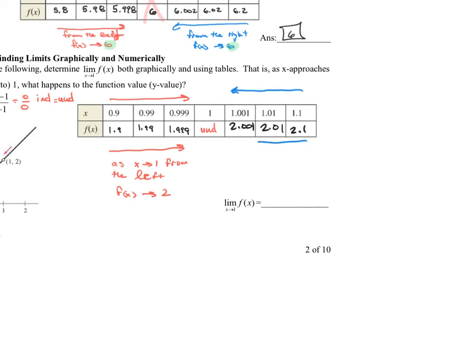So again, my x value got closer and closer to the number 1. So as x approaches 1 from the right, I notice that my function value, 2.1, 2.01, 2.001, my function value is approaching 2. So since the left and the right are approaching the same number, which is 2, we know the limit exists and the limit is 2. The limit exists and the limit is 2. Okay.